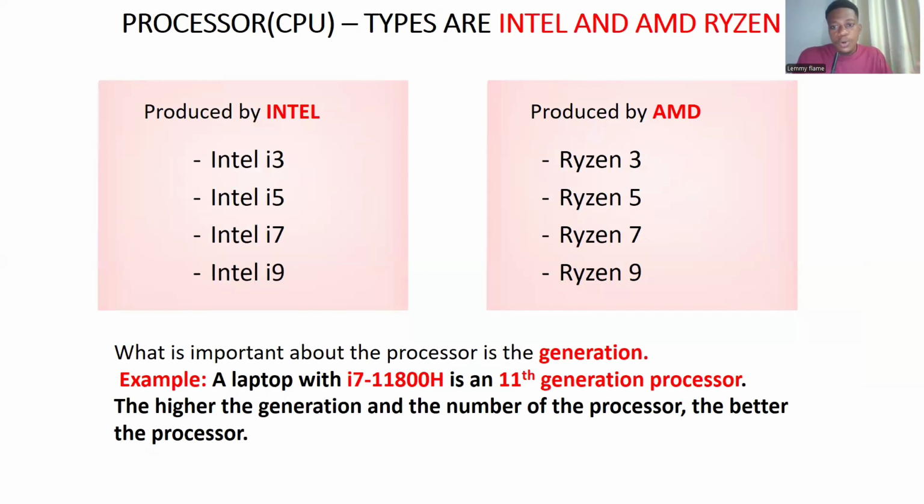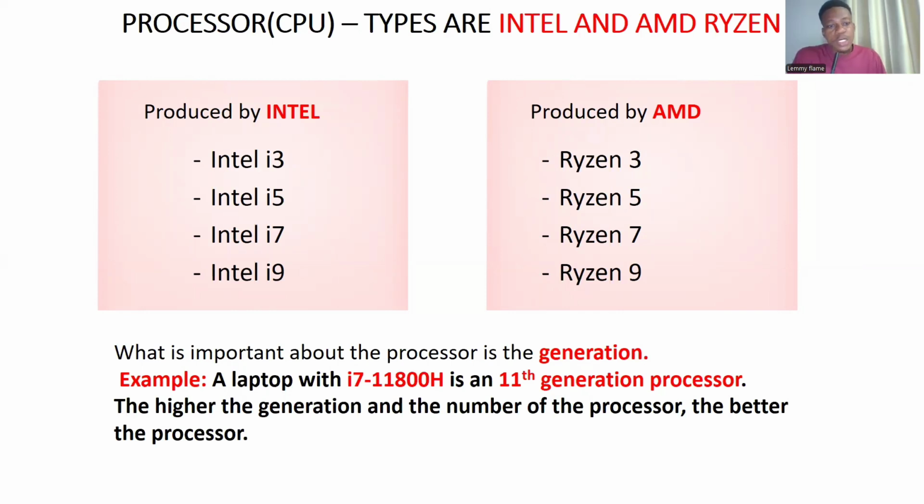I mentioned the processor as well, and there are two kinds of processor. We have Intel and then we have AMD Ryzen. But the most suitable processor you should go for is Intel. With Intel, we have different series: i3, i5, i7, i9. It's the same with Ryzen 3, 5, 7, 9. So if you're going for an Intel processor, look for the one with the highest number in the series. It starts from i3, with the highest being i9.